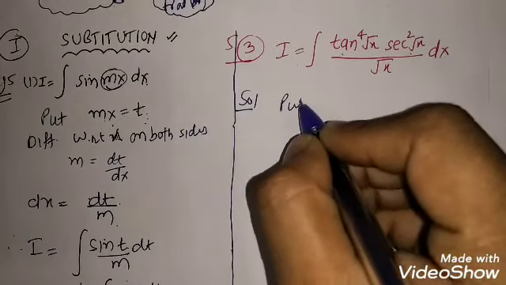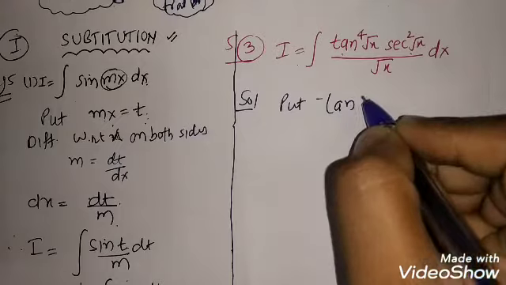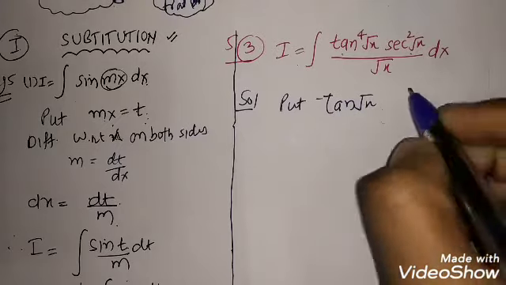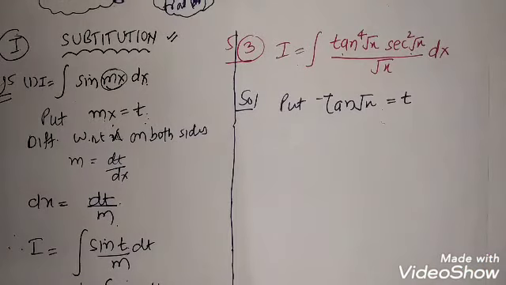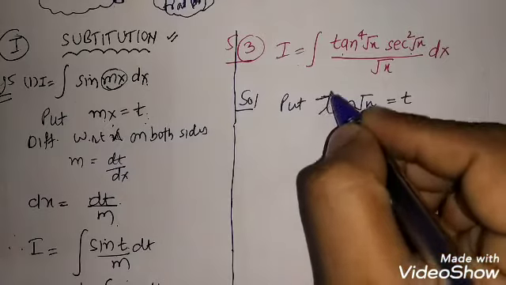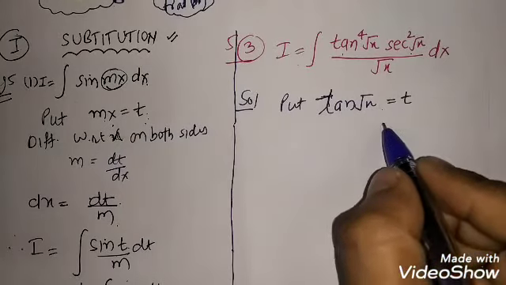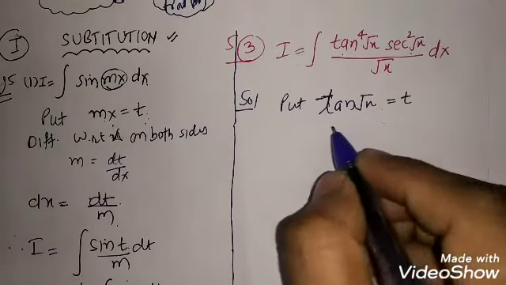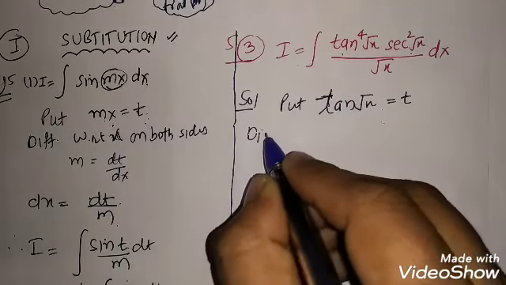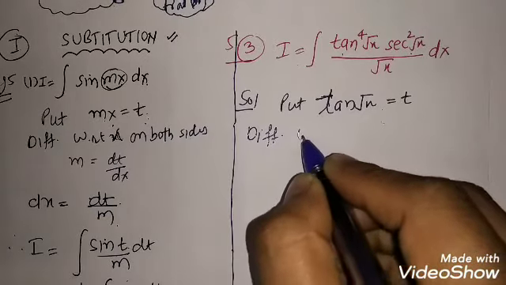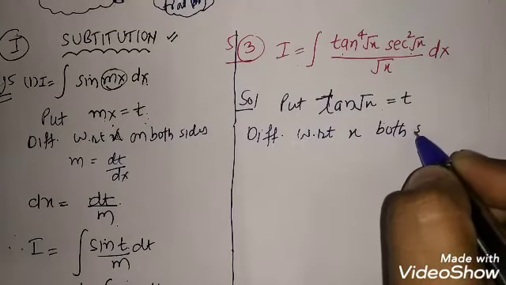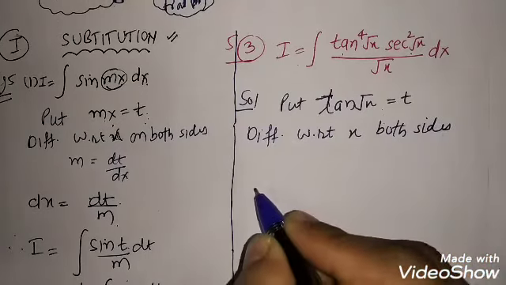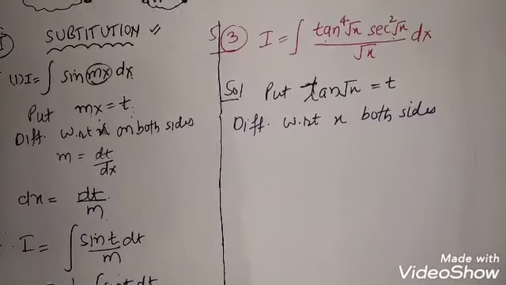Solution: put tan √x to be t. I am putting the value of tan √x to be t. Now differentiate both sides with respect to x.